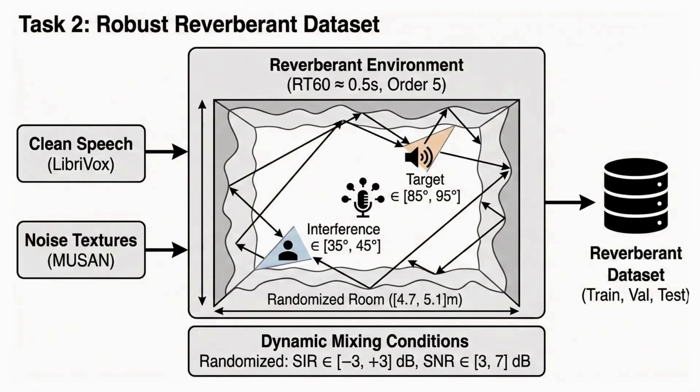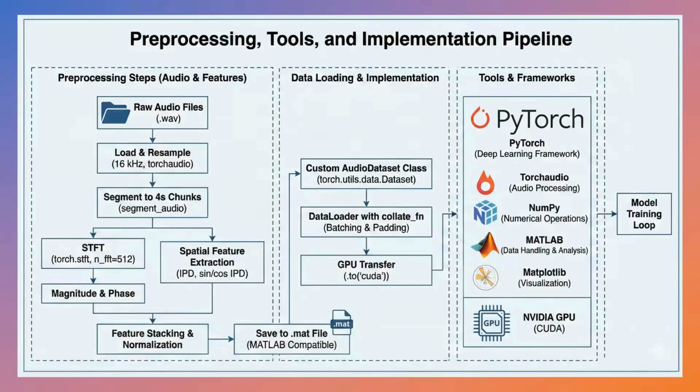Second, we randomized the room dimensions between 4.7 and 5.1 meters and jittered the source angles by plus or minus 5 degrees. Finally, we introduced dynamic mixing. Unlike task 1, we varied the SIR between -3 and +3 decibel. This variability forces the network to learn robust features like interchannel level difference, or ILD, which remain reliable even when phase information is degraded by echoes. In our next slide, we will tell about implementation and architecture.